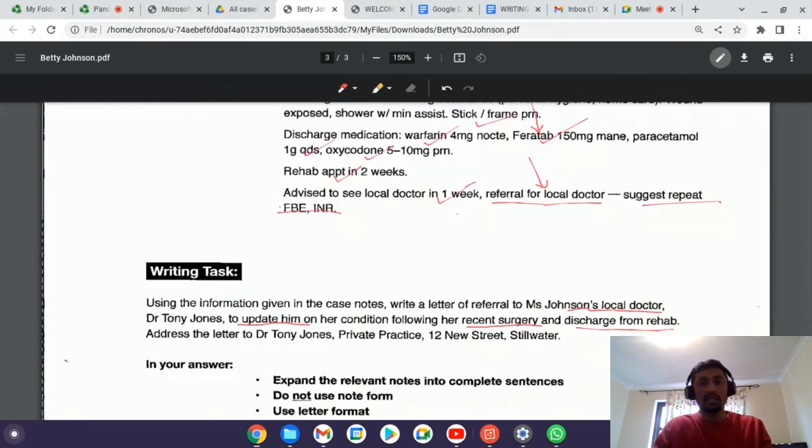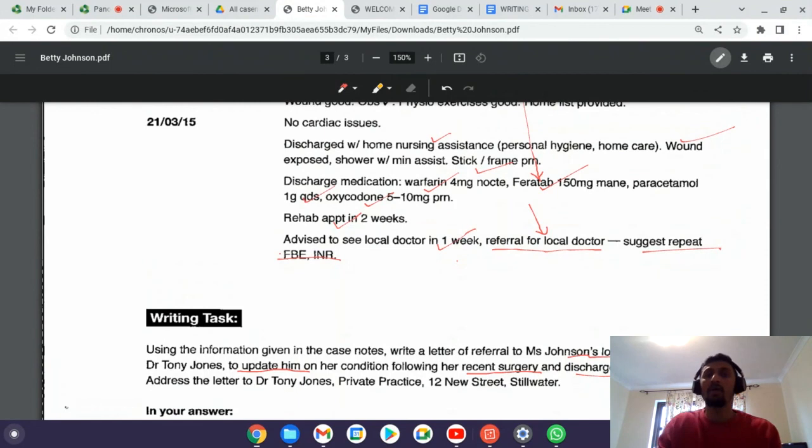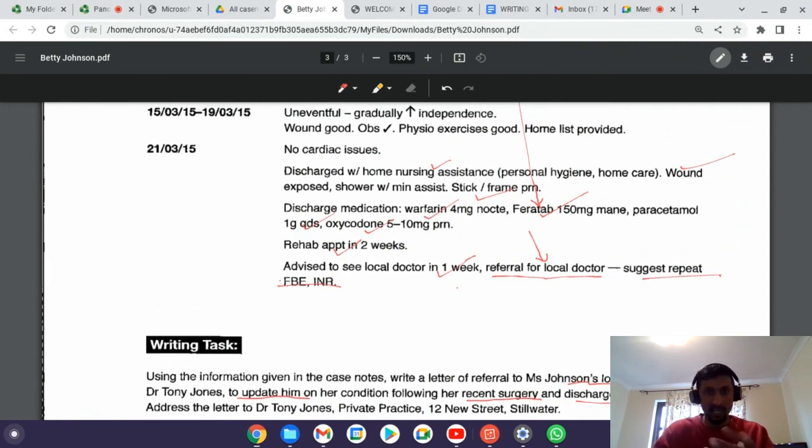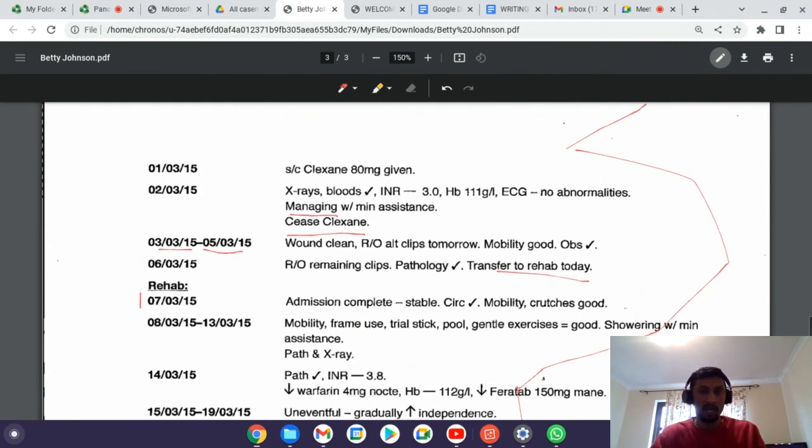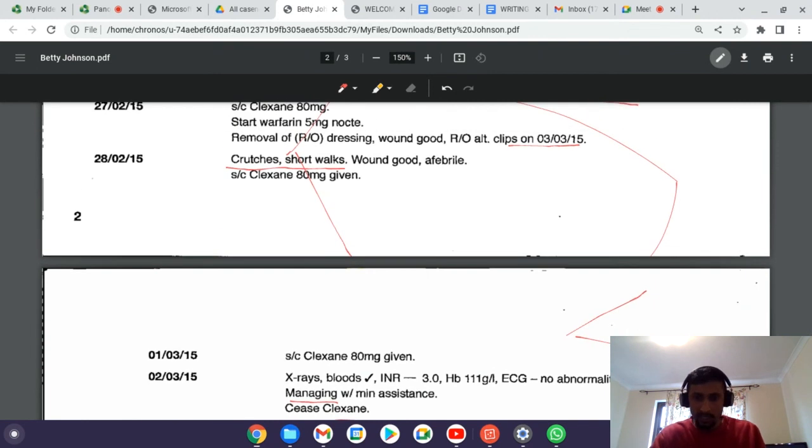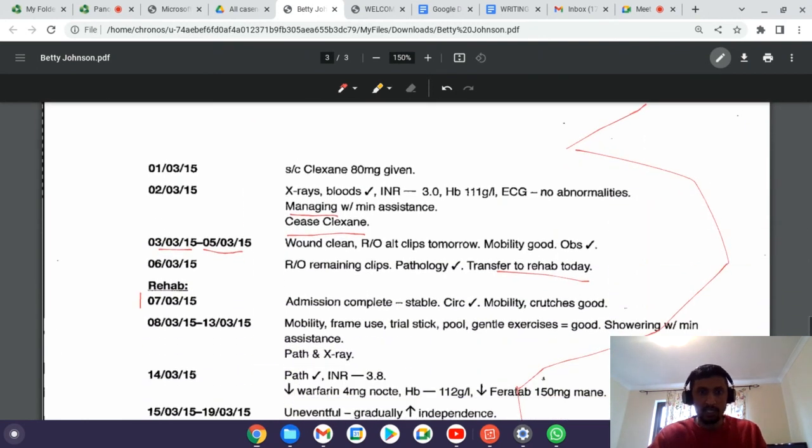We got so many things to tell in the conclusion, like the patient is discharged with home nursing assistance. While we are talking in the second body paragraph about the rehabilitation, you can see that the 7th is the start of the rehabilitation, mobility. So now the patient is showering with minimum assistance. That means the patient requires minimal assistance even though the patient is going to be discharged.